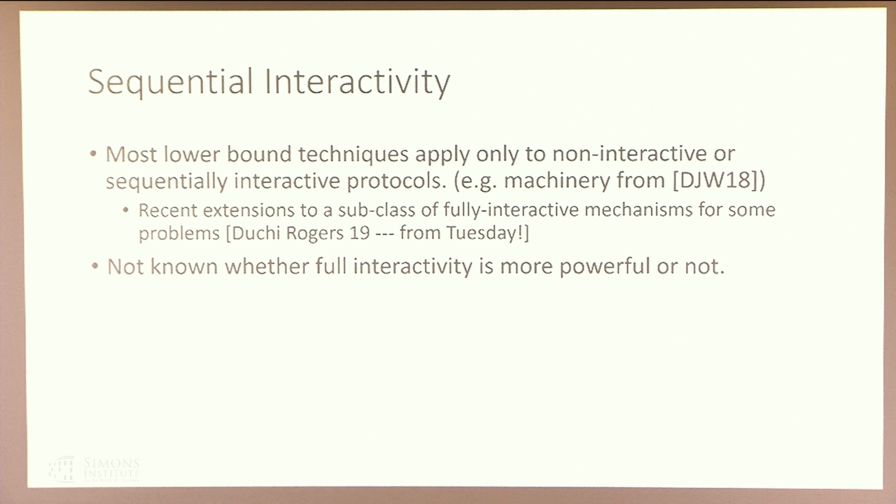in which, in work together with Ryan Rogers, they were able to extend some of these lower bounds to a subclass of fully interactive mechanisms in the way I'm defining them. Okay. To show that there are certain non-interactive mechanisms that are optimal within this restricted subclass. Okay? And it wasn't known, as far as I know, whether you get additional power by moving to full interactivity.